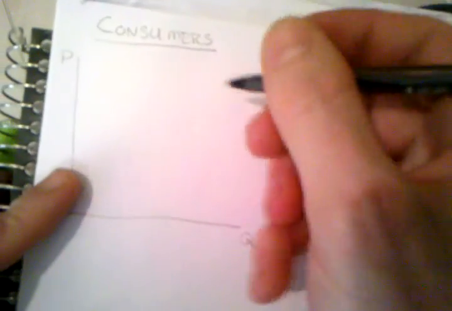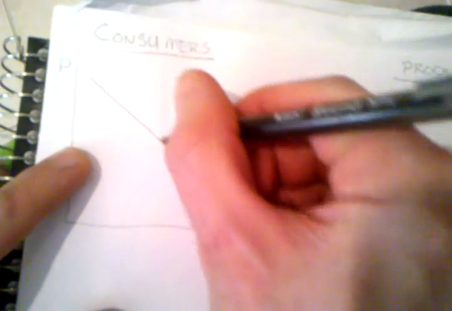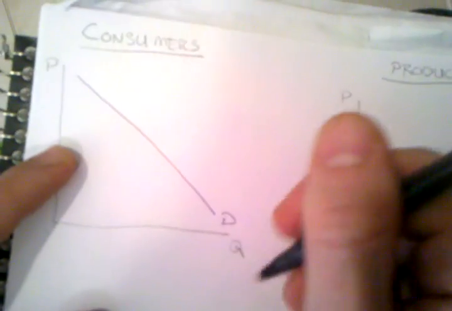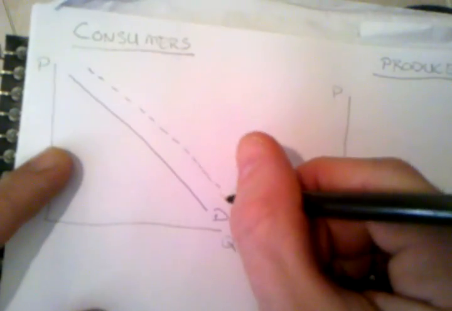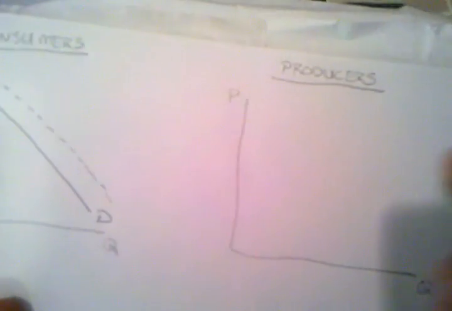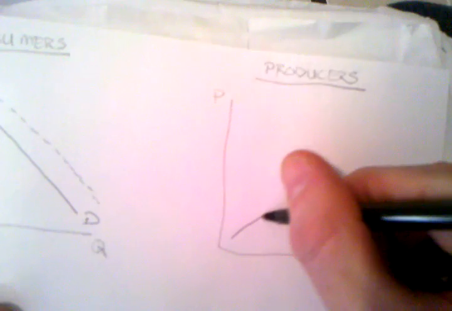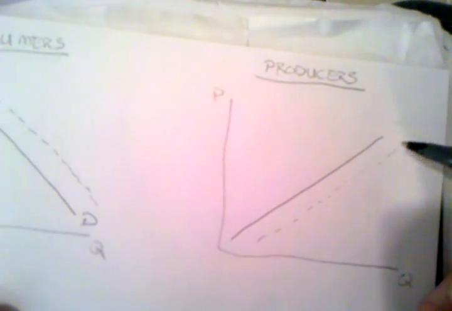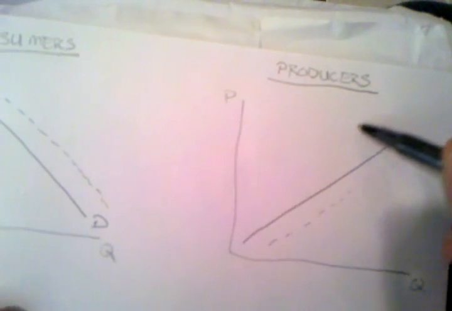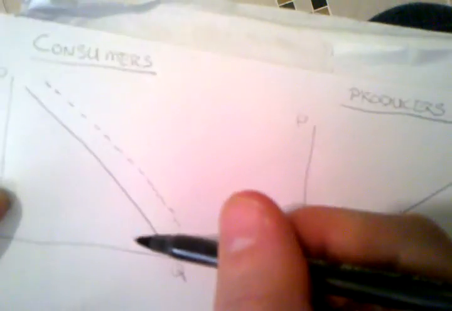So how do we graph subsidies? Well, consumers have a demand curve, and demand is going to shift up, like that. The supply curve is going to shift down, rather than in the case of taxes where the supply curve would shift up and the demand curve would shift down.